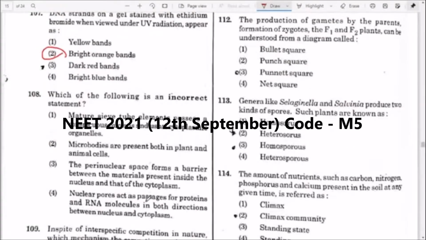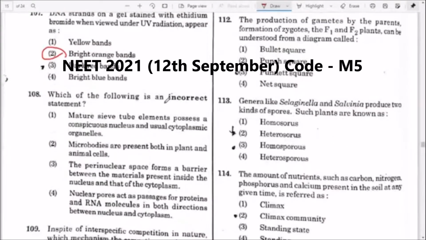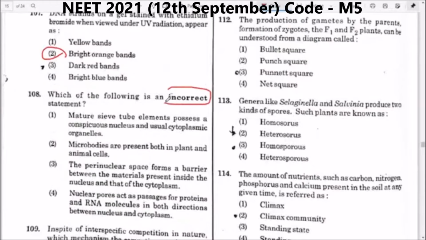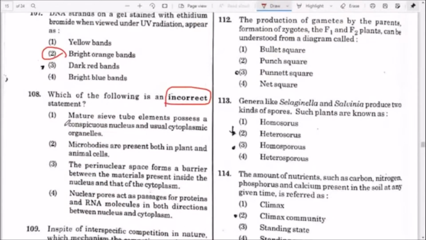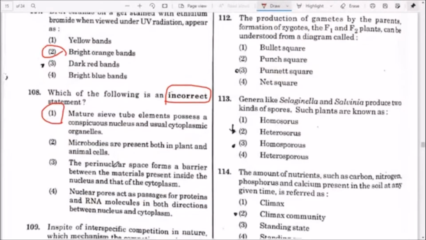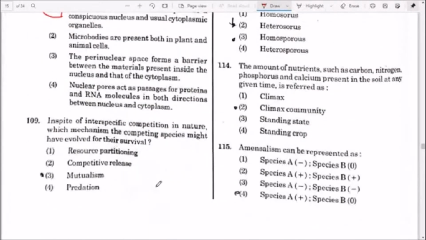Next, which of the following is an incorrect statement? Please pay attention. They are asking for the incorrect statement. Option number 1 is the incorrect statement. Mature sieve tube elements possess a conspicuous nucleus and usual cytoplasmic organelles. Next question number 109. In spite of interspecific competition in nature, which mechanism might the competing species have evolved for their survival? Option number 1, resource partitioning, is the correct option, students.